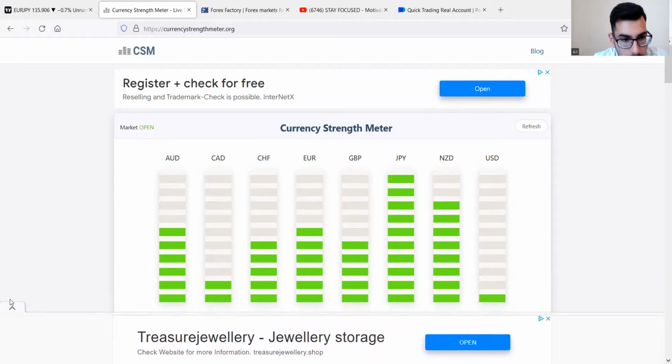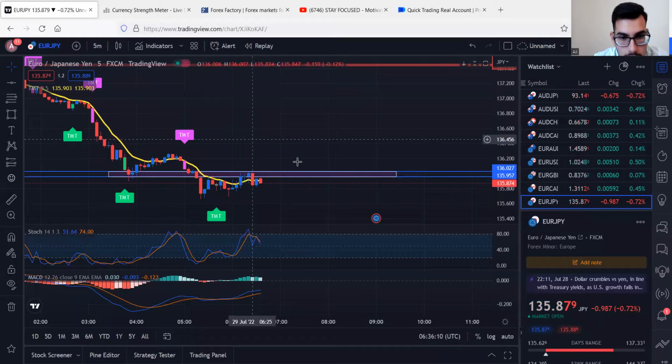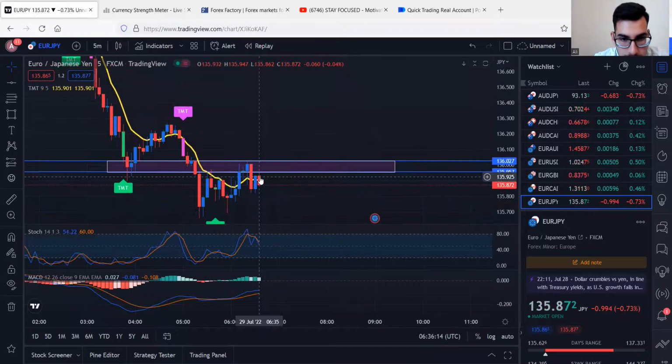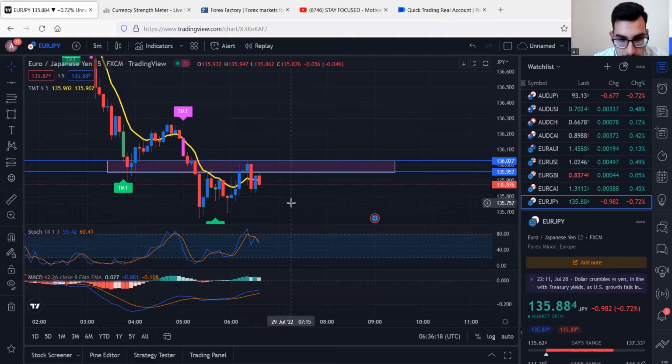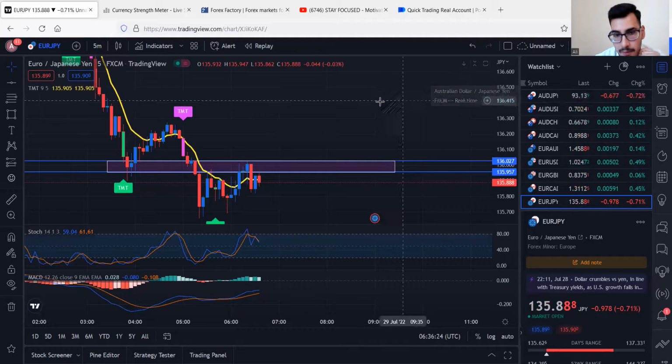Okay. Currency strengths are still well, JPY well, NZD well. But look at this. Euro JPY touched my area, barely touched my area, and now it's bouncing back down. If you had fast fingers there, you could have entered it. But keep in mind, there are 4 more minutes left.